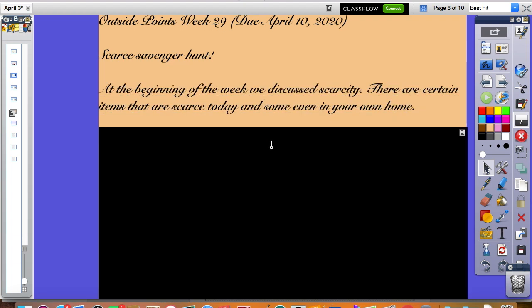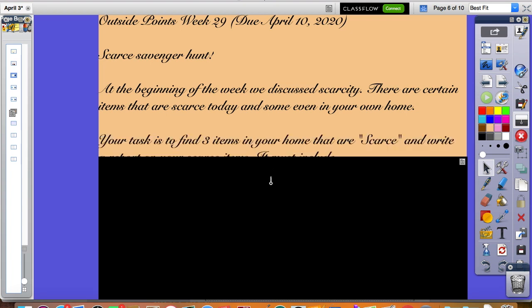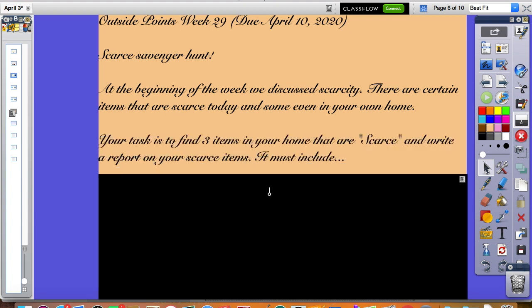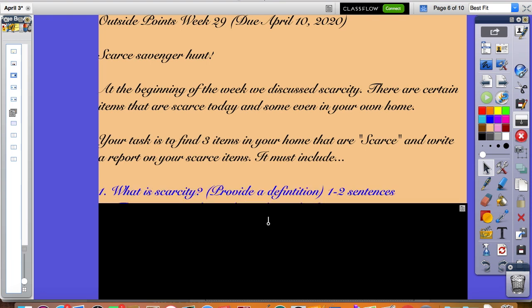At the beginning of the week, we discussed scarcity. There are certain items that are scarce today and even in your own home. Your task is to find 3 items in your home that are scarce and write a report on your scarce items. It must include a definition of what is scarcity.